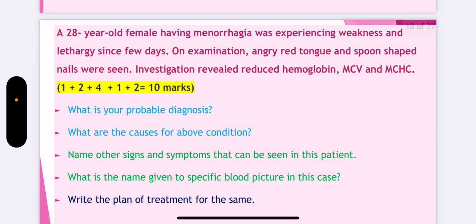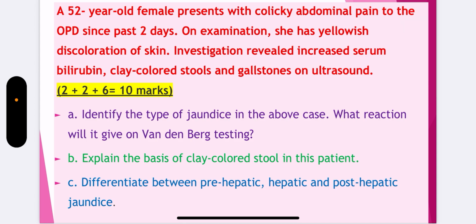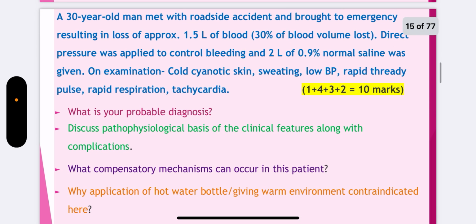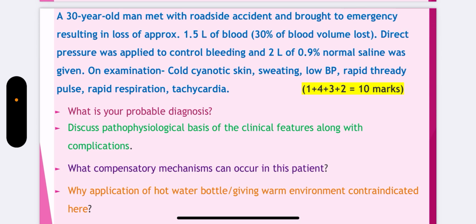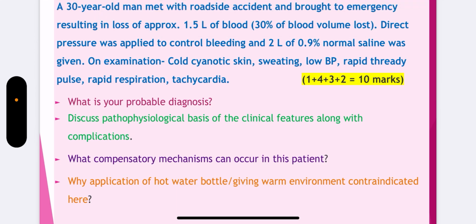Next one, it is a case of iron deficiency anemia. You can see the questions and the marks distribution. Now this one, it is the case of obstructive jaundice. You can see the marks distribution and the types of questions that are being asked. This is about shock. You can read it out. You can understand this: diagnosis, marks distribution, and the type of questions that are extracted out of this clinical case.